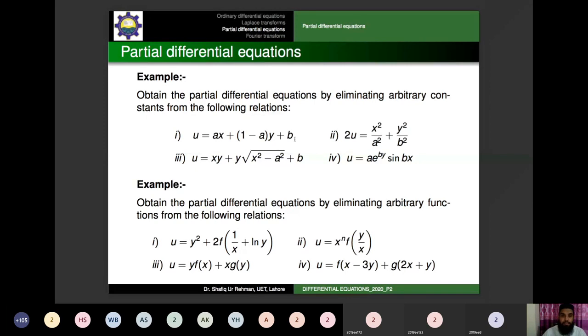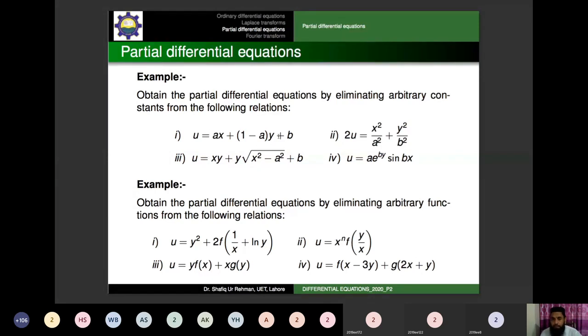So you need to eliminate those arbitrary constants. You got an idea. How do we eliminate them? Based upon the number of arbitrary constants, how do we form the corresponding partial differential equation? We started off with this idea, formation of partial differential equations by eliminating arbitrary constants.